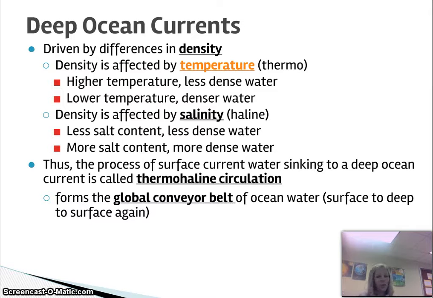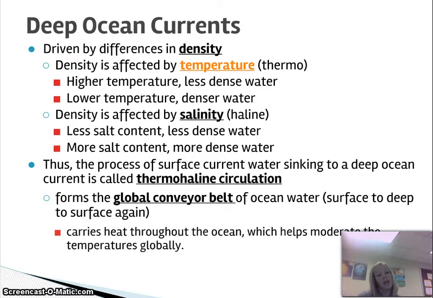So when you think about what a conveyor belt is in our own daily lives, think about the ocean water now. Every time the surface currents flow and become more dense and then drop to a deep ocean current, that is part of a conveyor belt moving that water from surface to deep. And then it can come up to the surface again, which we'll talk about later how that really happens.